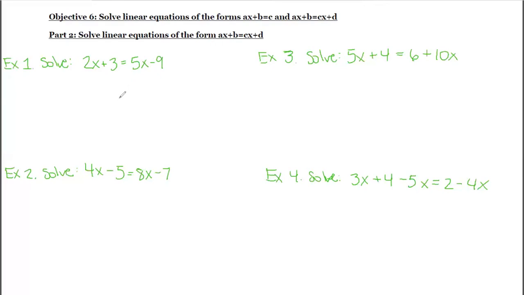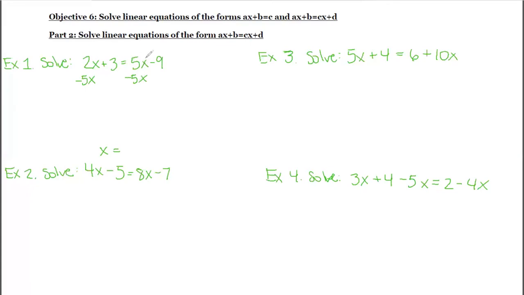So now with number 1, we have 2x plus 3 equals 5x minus 9. So our ultimate goal is we want to get the x's to one side and the numbers to one side so that we can see what x equals. So let's look at our x's first. We got 2x over here and we got 5x over here. So let's go ahead and subtract 5x. And we are subtracting 5x because it's positive.